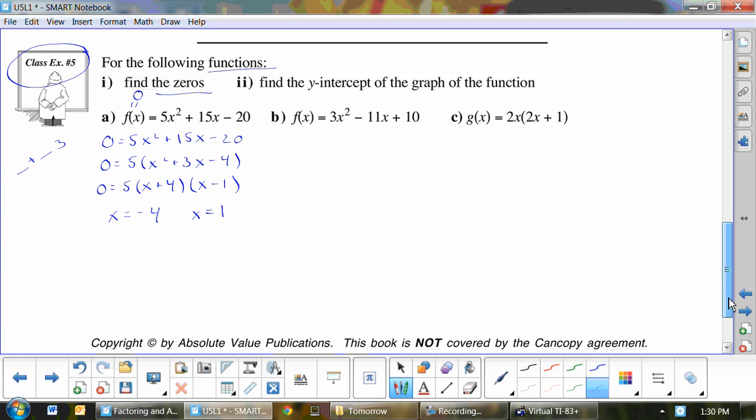The part 2 to this question, find the y-intercept. It's even easier to find the y-intercept. You put all the x's equals 0. So I usually write it like that. No, you make your x's equal 0. You subtract 20 at the end.